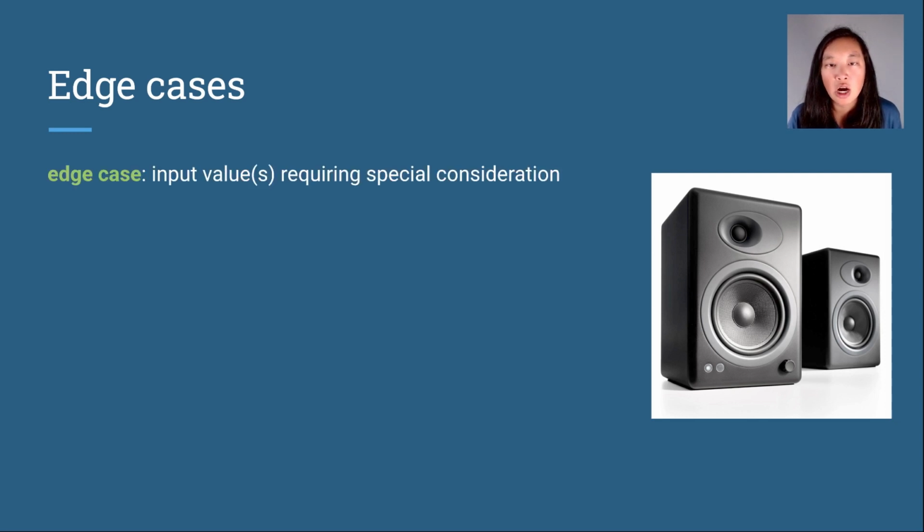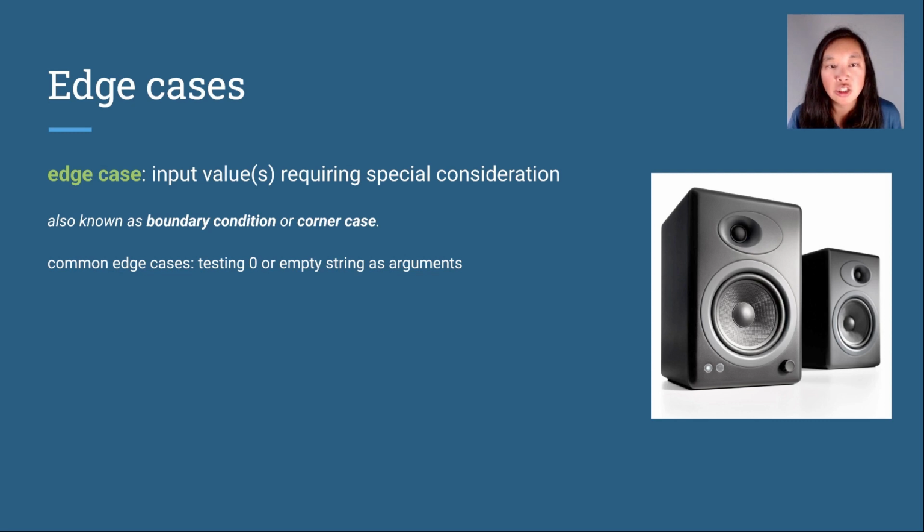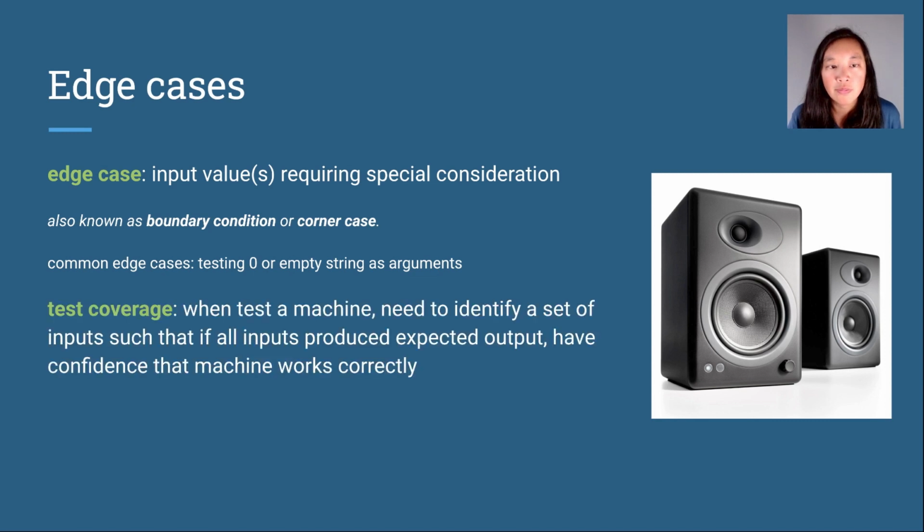So this is where the concept of edge cases comes in. We need to input values requiring special consideration and see what our code does and outputs. This is also known as boundary conditions or corner cases. And some common edge cases are testing zero or negative numbers or empty strings as arguments.